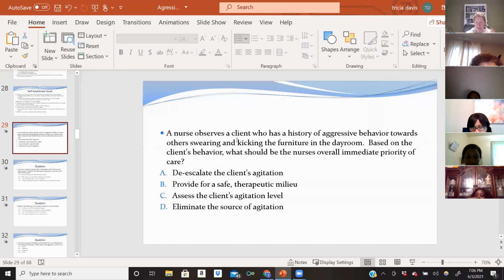He is already doing it. So we know what his history is. This is his history, and now he's swearing and kicking the furniture. We know that this is expected from him because this is what he does. So he's already doing it, so we have to be firm. We have to keep everybody safe. So B is the appropriate answer.